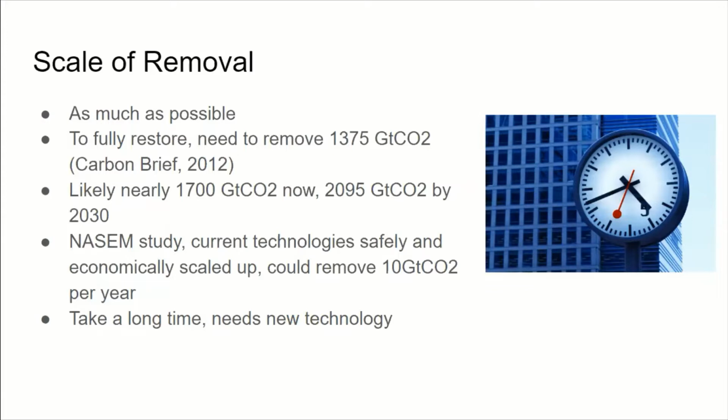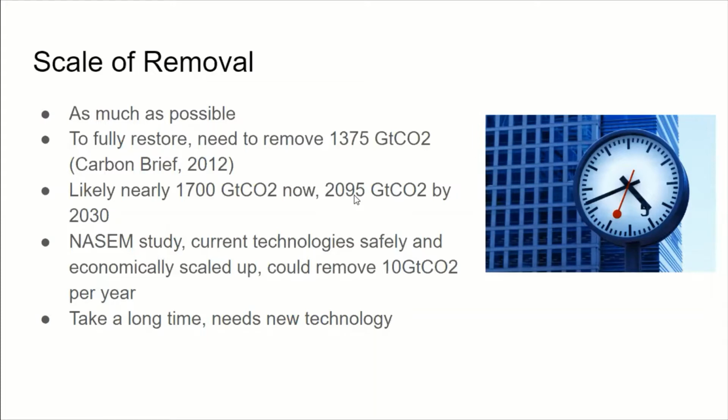To fully restore, this is a Carbon Brief article as of 2012, we need to remove 1,375 billion tons of CO2. That's a gigaton, a billion tons of CO2. That was as of 2012. This is likely about 1,700 billion tons now, in the last 8 years. And by 2030, it will be over 2,000 gigatons. That estimate is likely an underestimate unless we seriously get our act together now.